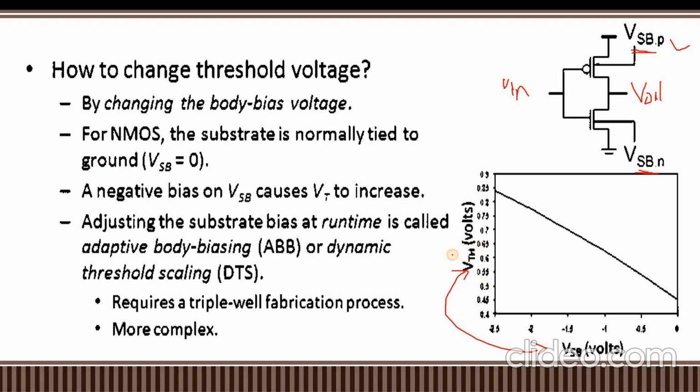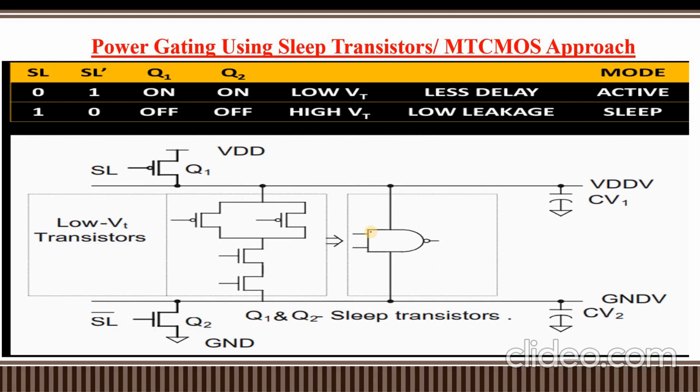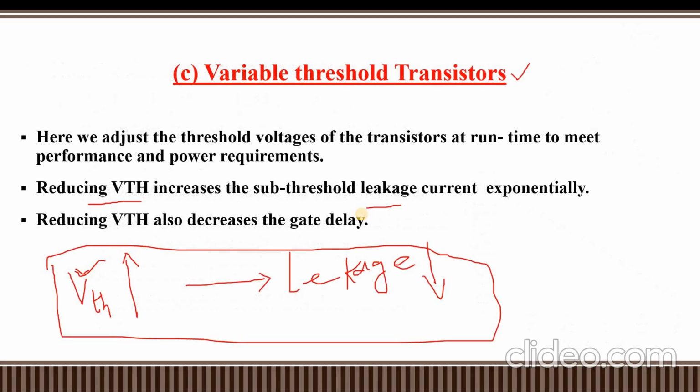If the threshold voltage changes, VSB also changes. So we have to increase the threshold voltage so that we can reduce the static power dissipation. If we decrease it, static power dissipation will increase. Remember this relation between VTH and VSB. Adjusting the substrate bias at runtime is called adaptive body biasing or dynamic threshold scaling. It is another mechanism to reduce static power dissipation.